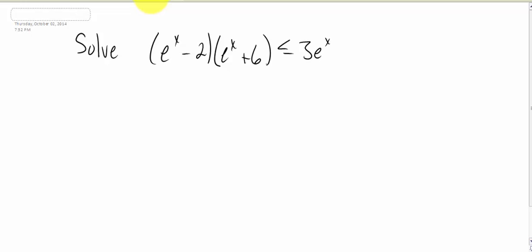So, what do we do? How about we expand? e^x squared plus, doing inside and outside of FOIL, we get 4e^x minus 12 less than or equal to 3e^x. Okay, so this is actually a quadratic, guys. We have something squared plus 4 times that thing minus 12. Let's move the 3e^x over.